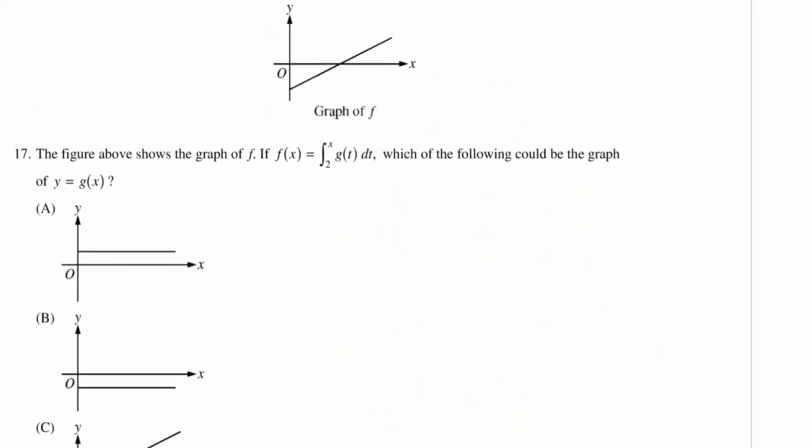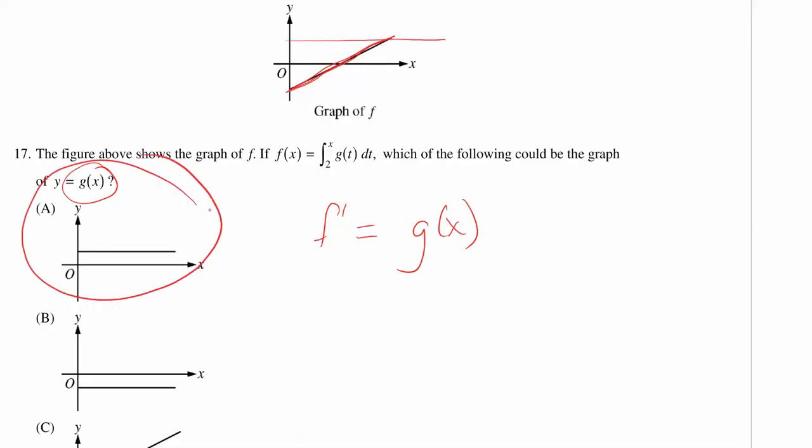Looking at 17, the figure above shows the graph of f. If f of x is the integral from 0 to 2 of g, so what is f prime? F prime is g. So if this is f, and I want to know what the graph of g looks like, I'm looking for the graph of the derivative of this. So what is the slope of this? Looks like it's a positive constant. The only one that has a positive constant is a.